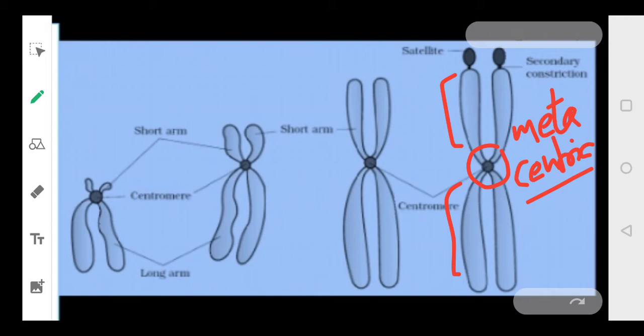Second, in the second type, the centromere moves towards one side. So one arm will become longer, and the other arm will become slightly shorter than the longer arm.